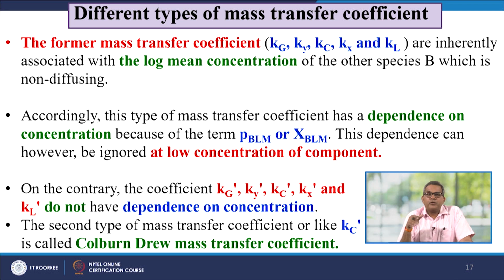The former mass transfer coefficients like Kg, Ky, Kc, Kx and Kl are inherently associated with the log mean concentration of the other species B, which is non-diffusing. As per this particular type of mass transfer coefficient, they have a dependency on the concentration because of the term PBLM or xBLM. This dependency can however be ignored at a low concentration of the component. On the contrary, the coefficients Kg prime, Ky prime, Kc prime, Kx prime and Kl prime do not have a dependency on the concentration, and the second type of mass transfer coefficient, Kc prime, is called the Colburn-Drew mass transfer coefficient.